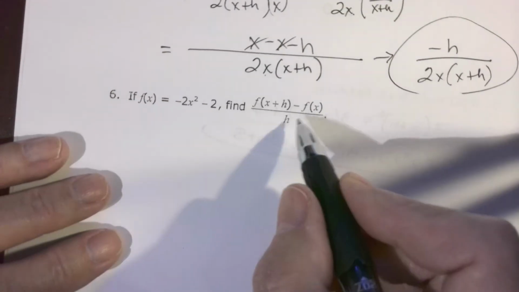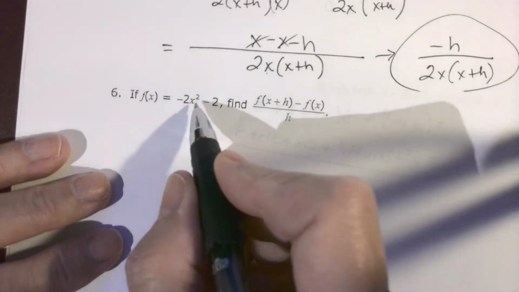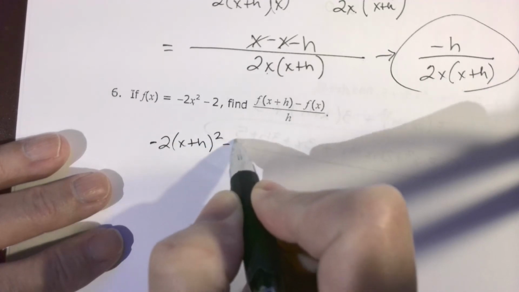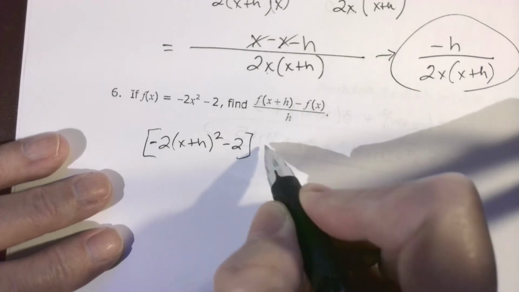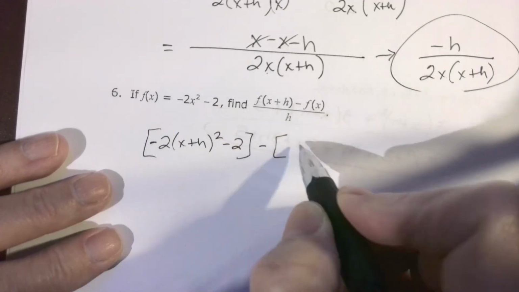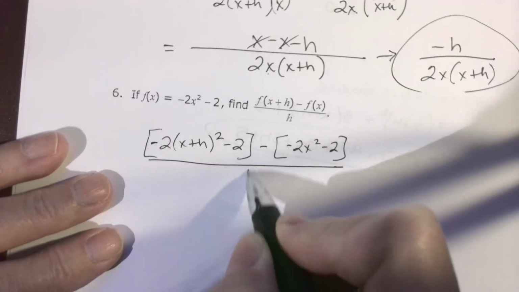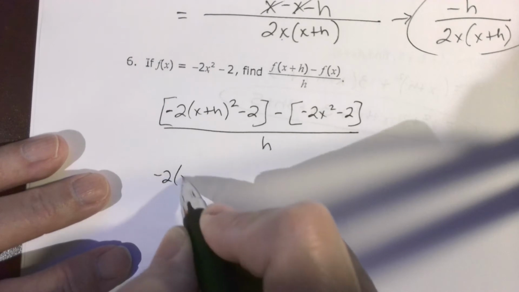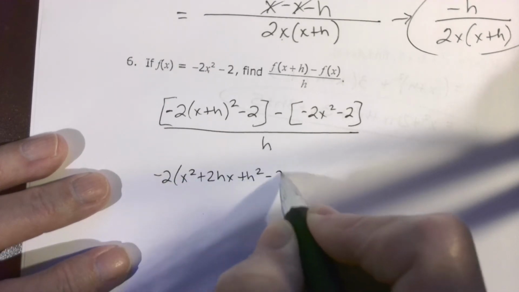Let's try it again. This time it has an h in the bottom. So the x plus h I'm going to put right there. So -2 times x plus h squared minus 2. So you notice I'm using all of it each time. Minus, and then an x there, over h. So this is going to be negative 2 times x squared plus 2hx plus h squared minus 2.